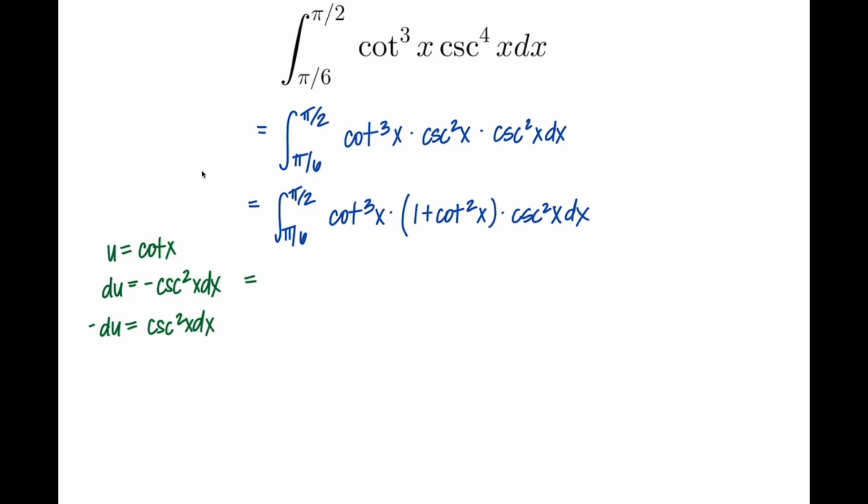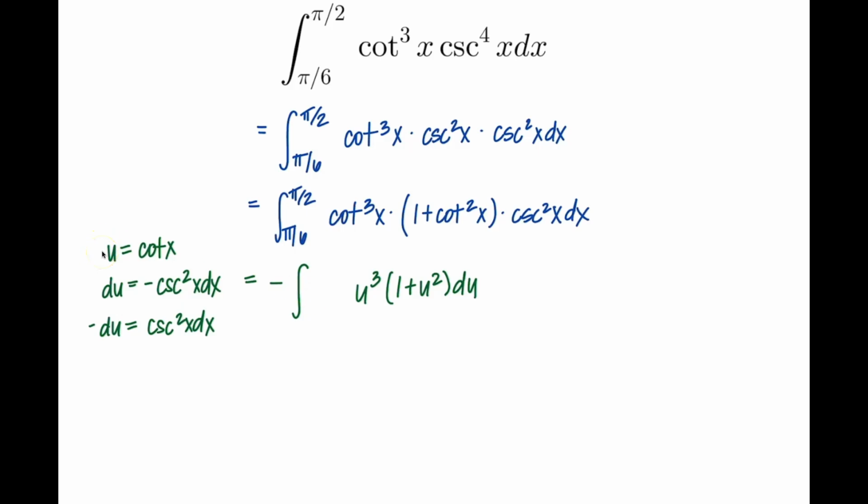So let's focus on rewriting this now. The integrand part first. So we'll have negative the integral. Let's ignore the limits of integration for a second. We're going to have u cubed times the quantity 1 plus u squared du. All right, so now these limits of integration, if we leave them pi over 6 and pi over 2, then they're x values. I'm going to go ahead and turn everything into u values.